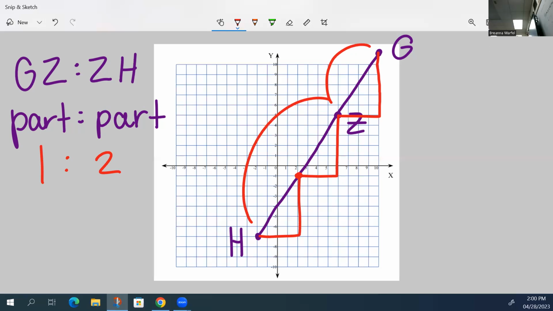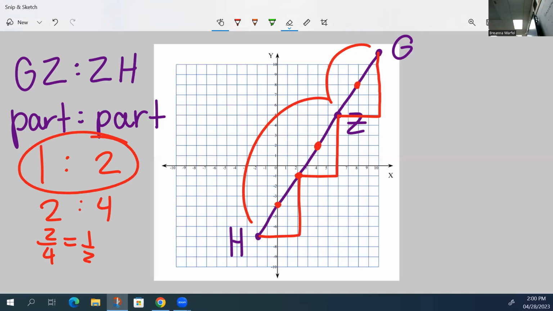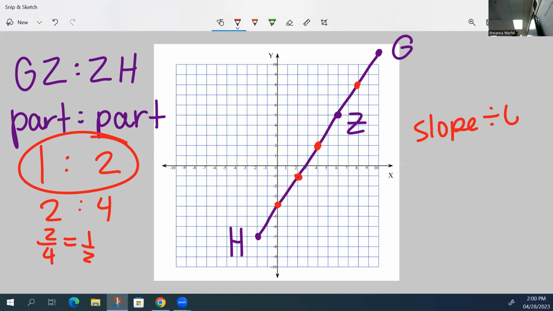If you broke it up into these sections and you got 2 to 4, then that's also right, but you can reduce ratios or fractions. So 2 to 4 is equivalent to 1 to 2. So this is just your simplified answer. Okay, so then it's asking to split it up into 6 parts. So you do the same thing with your slope. You find your slope, you divide your slope by 6, and that's how you're going to get your 6 pieces. 1, 2, 3, 4, 5, 6.